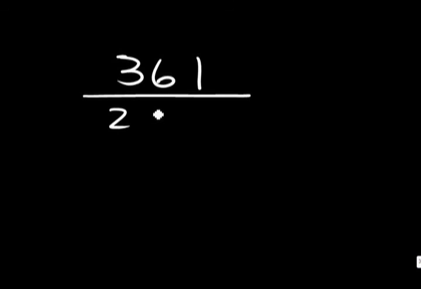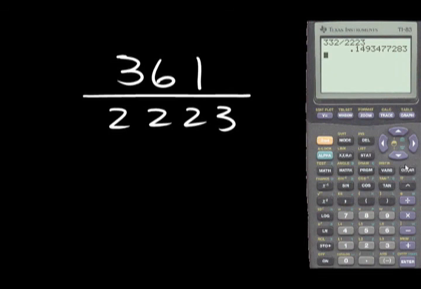The 361 males who survived out of the 2,223 passengers. If we approximate this number to the nearest thousandths, the 2 is in the thousandths position. We look at the digit to the right and it's a 3. The answer is 0.162.